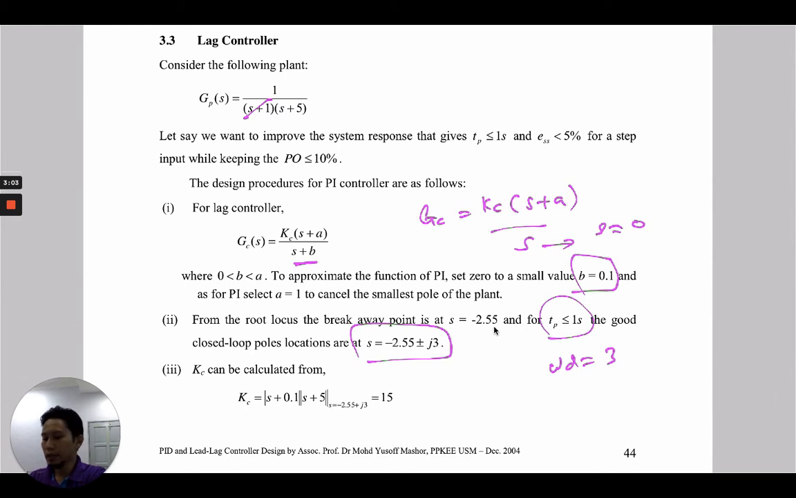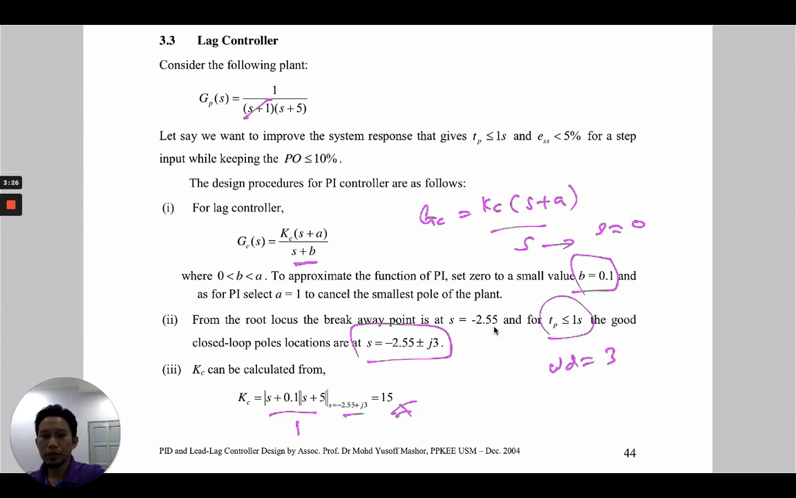So we have Kc equals the magnitude of (S plus 0.1)(S plus 5) over 1. For the closed loop pole location at negative 2.55 plus j3, we get the value equals 15.